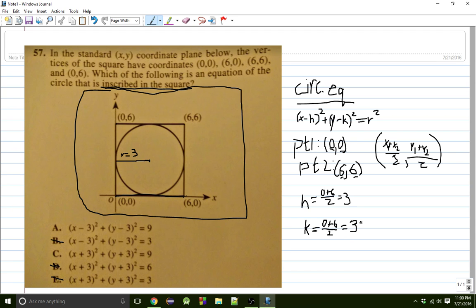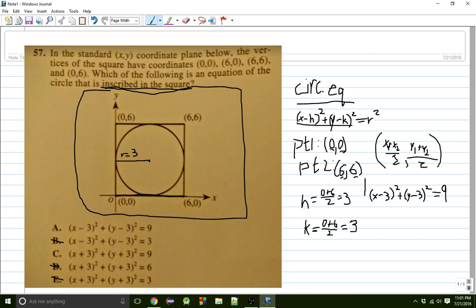So now we know that h and k are 3, and all we have to do is substitute them into this format: (x minus h) squared plus (y minus k) squared equals r squared. Remember, r squared is 9. So our equation is (x minus 3) squared plus (y minus 3) squared equals 9.